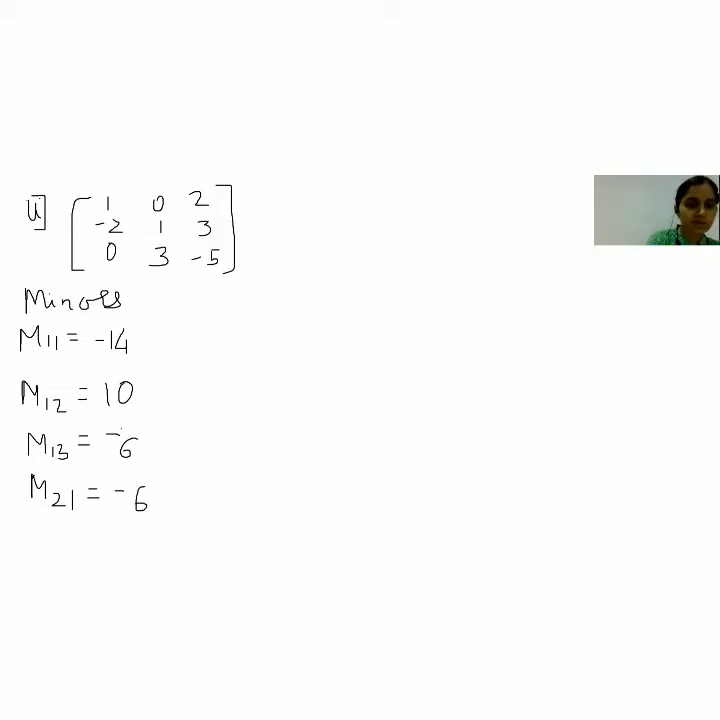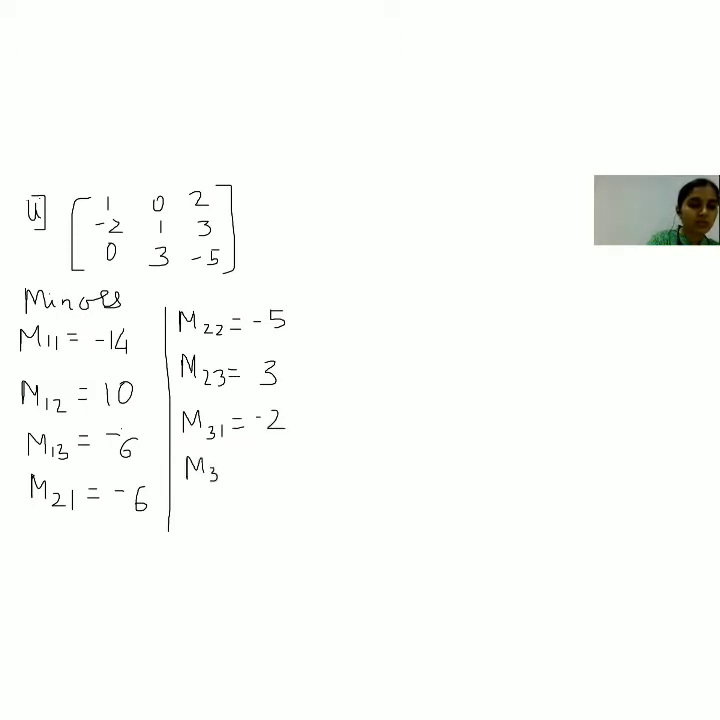Okay, -6 over here. Then M21, then M22 is equal to second row, second column, -5 minus 0, answer is -5. M23, that is second row, third column. So we have 3 minus 0, that is 3. Okay. Now next one, M31, third row, first column. So the determinant value is 0 minus 2, that is -2.